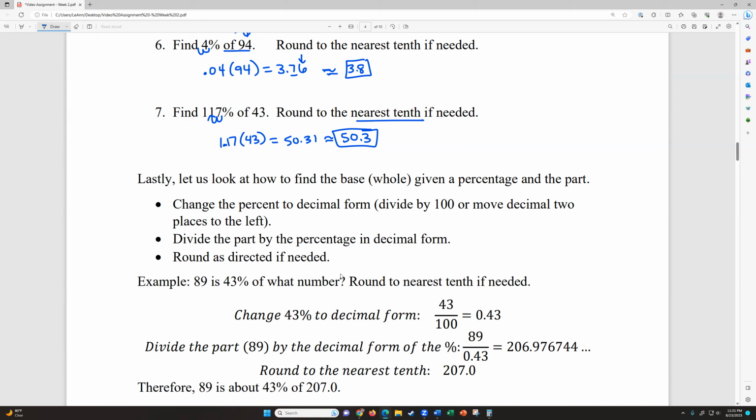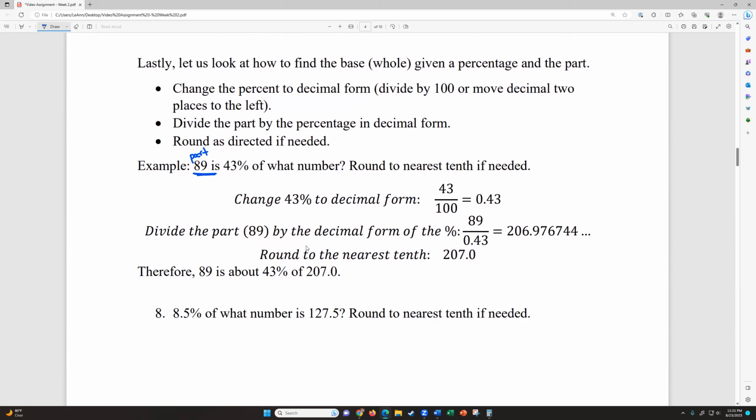So like I said, a lot of people struggle with this one specifically because it's just backwards to what our brains want to do. And this is why we're going to have very specific methods that we're going to go over in class. So 89 is, this is a keyword, we have the part. This is a percentage of what number? Round to the nearest tenth if needed. So we're going to follow the directions that were bulleted here. Change 43% to a decimal, so that's 0.43. Divide the part by the decimal form.